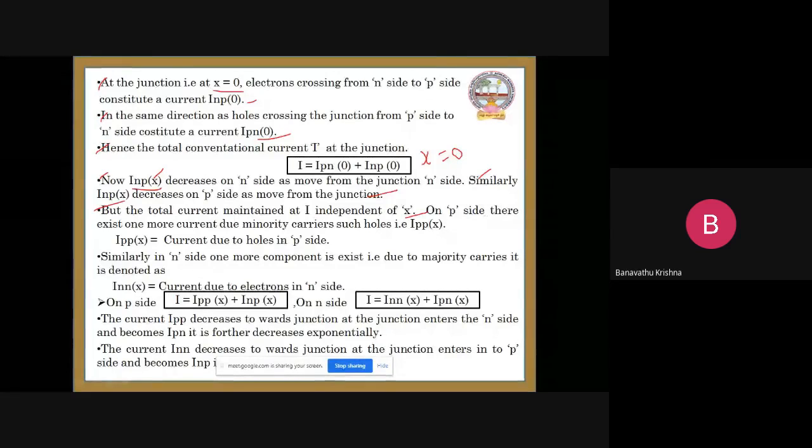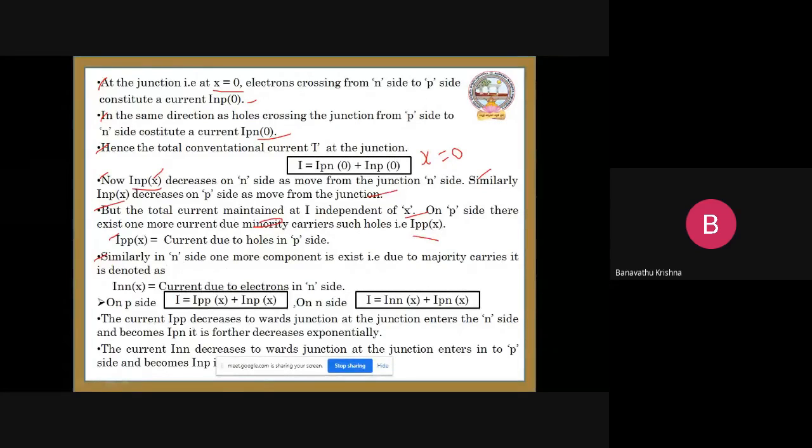On the P side there exists one more current, due to majority carriers, that is IPP of X, equal to the current due to holes on the P side. This is the majority charge carrier current, such as holes, and it exists on the P side due to hole concentration.